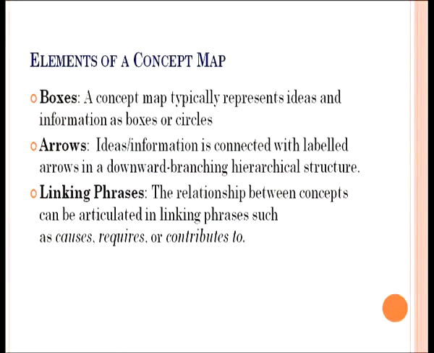Arrows. Ideas and information are connected with labeled arrows in a downward branching hierarchical structure. Now, as there are different kinds of concept maps, it depends whether they are downward or branching out. Linking phrases. The relationship between concepts can be articulated in linking phrases such as causes, requires, contributes to, and so on, because these linking phrases tell us the relationship that exists between the concepts and the sub-concepts and how they are related to each other.